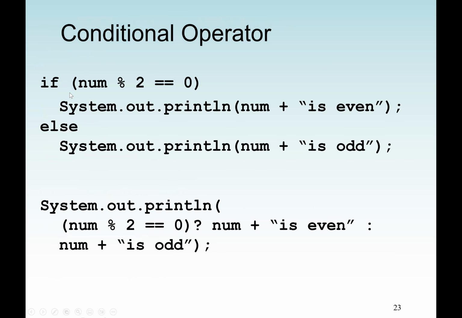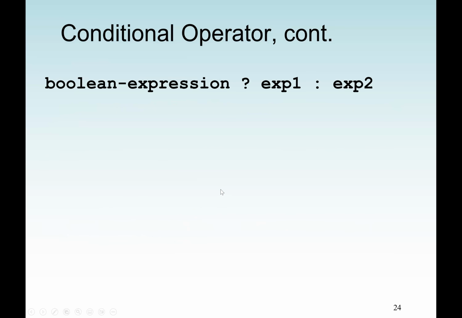So this example given to us, if number modulus 2 equal to 0, then we print that it's an even number, or it's an odd number. Well, we can write this using the conditional operator. If the number modulus 2 equal to 0, then we are going to print the number is even. Then we have the colon. If it's false, then we say the number is odd. And that's again the syntax, the Boolean expression, question mark, true statement, colon, the false statement.